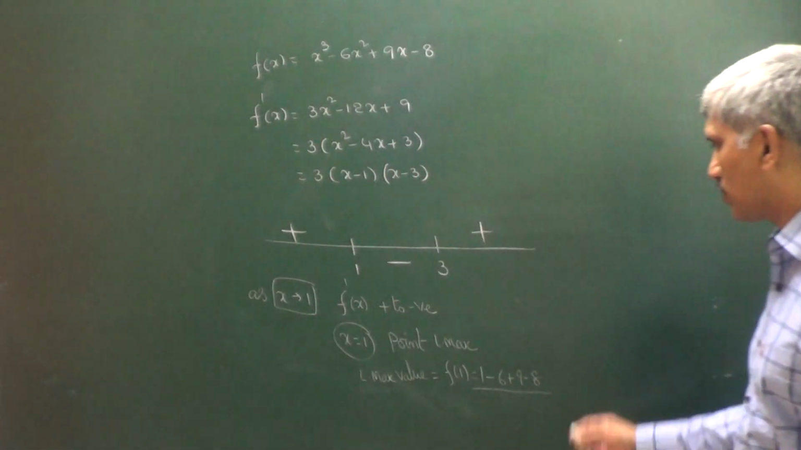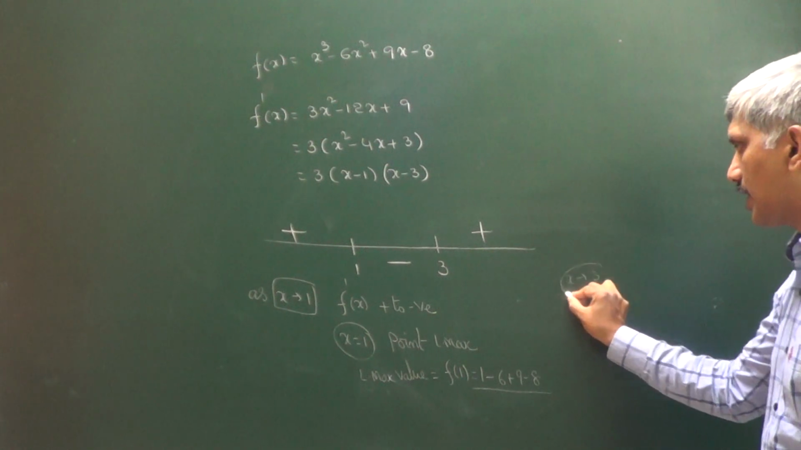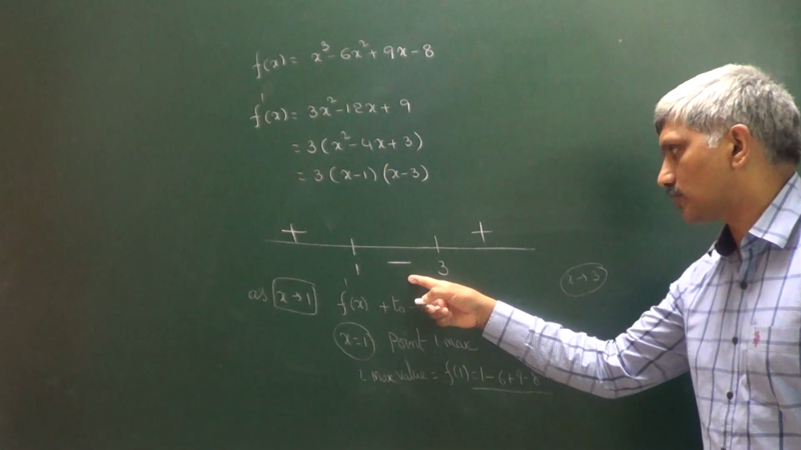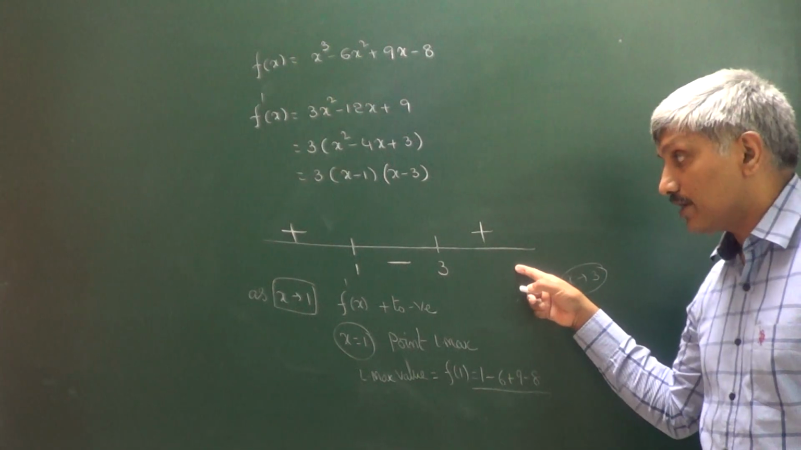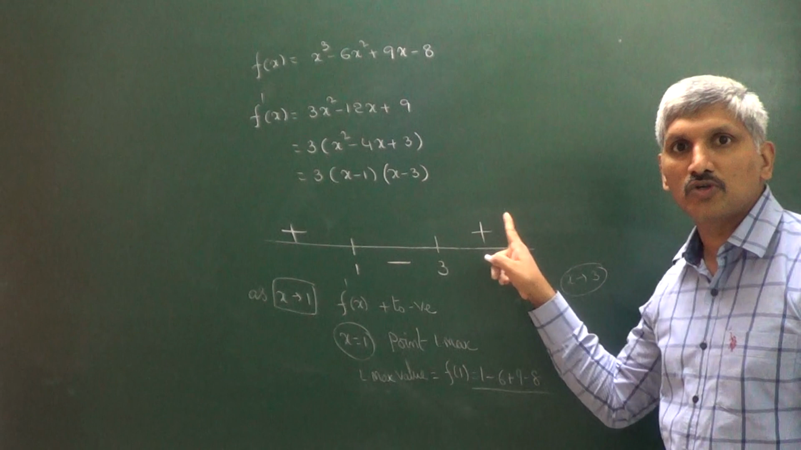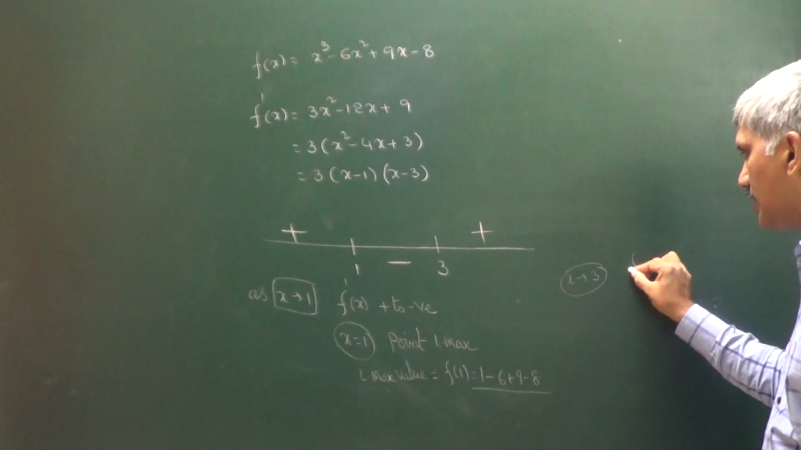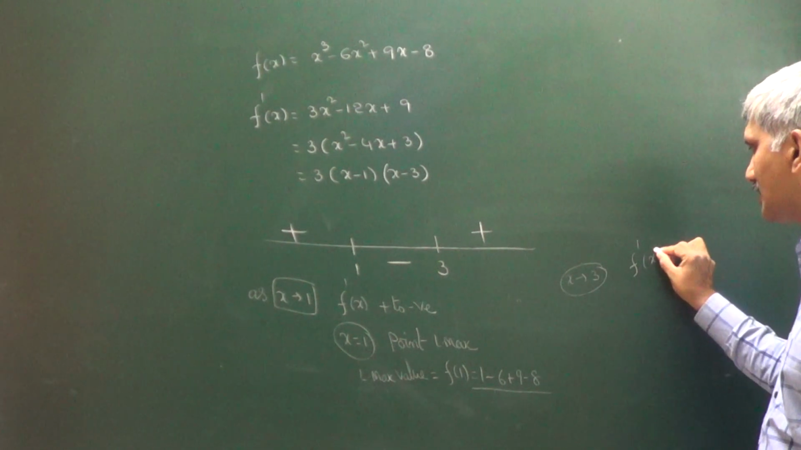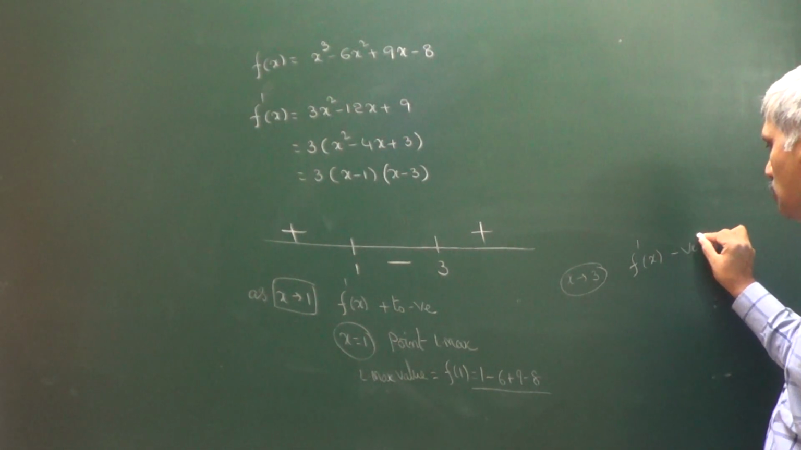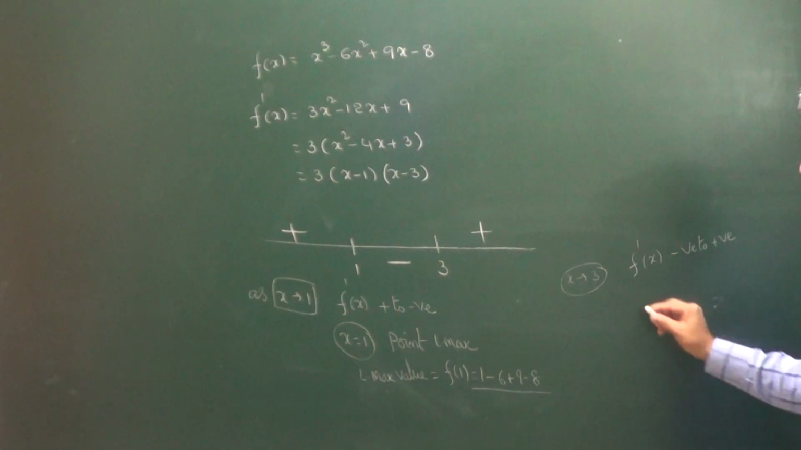At the same time, observe that as x values are increasing through 3, f dash of x changes its sign from negative to positive.